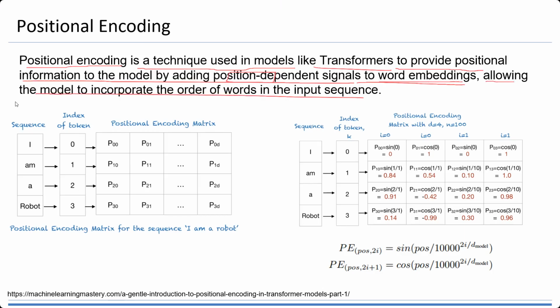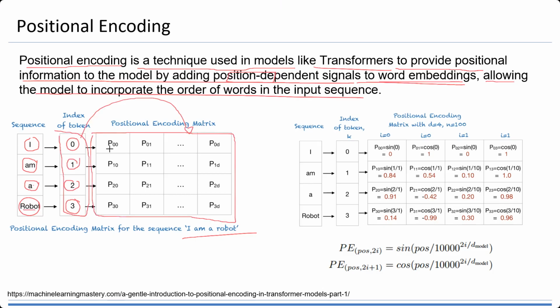So let's say I have the words "I am a robot". So the sequence is I, and then M, and then a, and then robot. We can make the index. I will be index 0, M will be in index 1, A will be in index 2, and robot will be in index 3. Based on this index, we can make the positional encoding matrix. So the positional encoding matrix will be like this one.